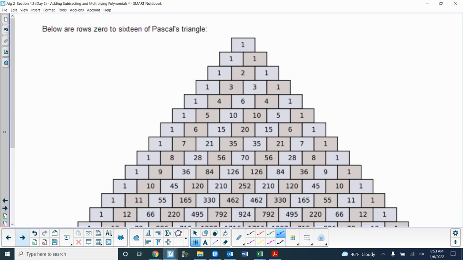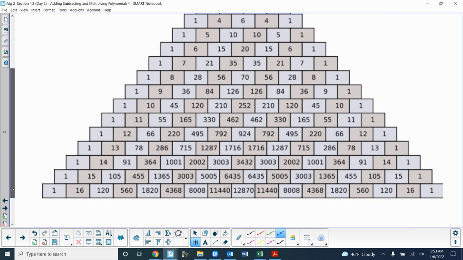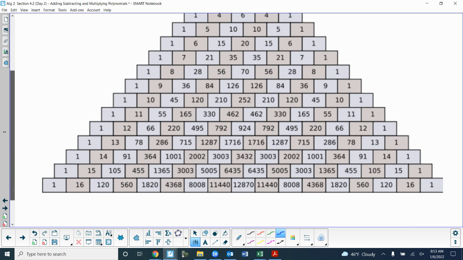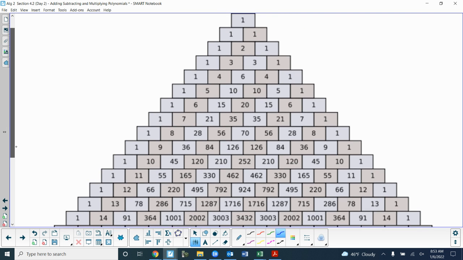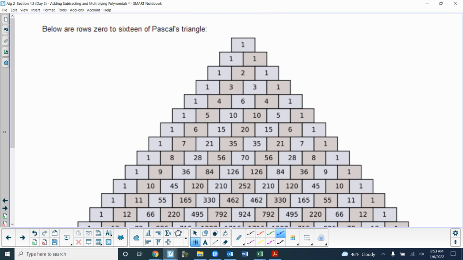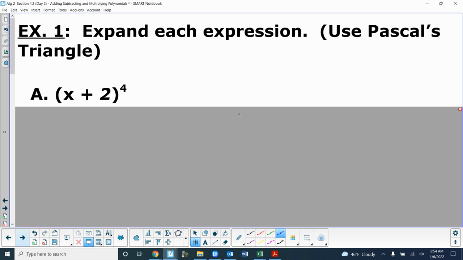All right, again, here's Pascal's triangle all the way up to 16 rows. Again, you're not going to have to go that high. You'll probably only ever get to maybe the 6th row for a problem. That might be the highest you'll ever have to worry about. But as long as you can develop or make Pascal's triangle, you can do this real easy. All right, so let's look at some examples.